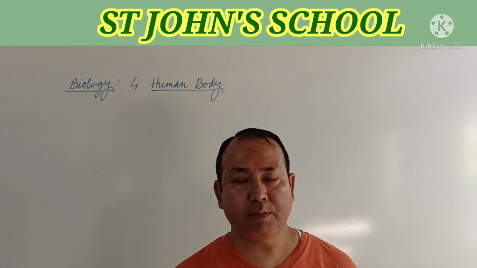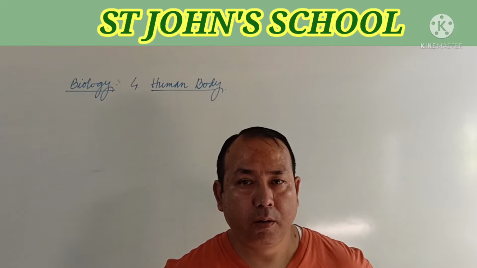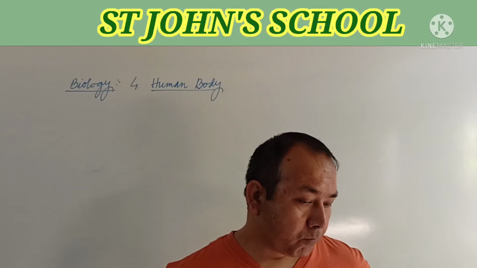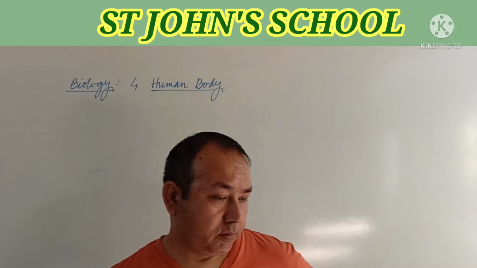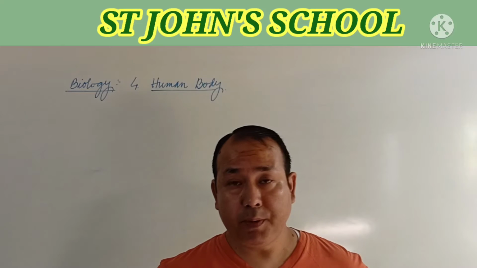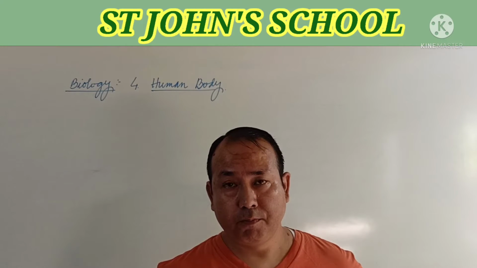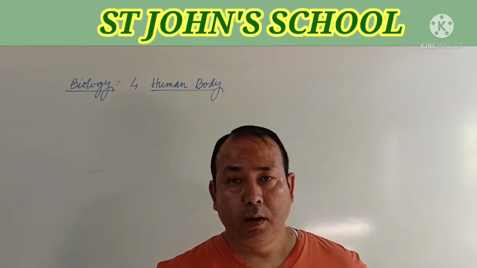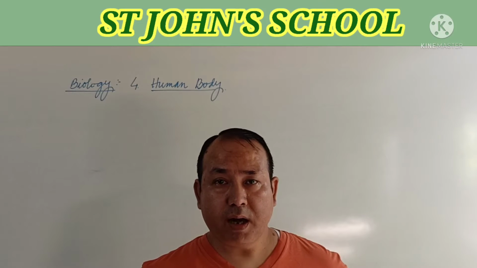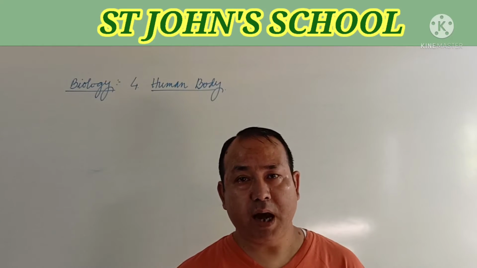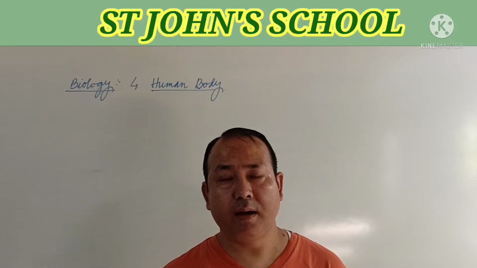Let's continue with the same chapter, that is chapter number 4, human body. Now, here in this chapter, we had started a new topic, that is endocrine system. We learned about the gland, then we classified the gland into three different types, that is endocrine gland, exocrine gland, and mixed gland.